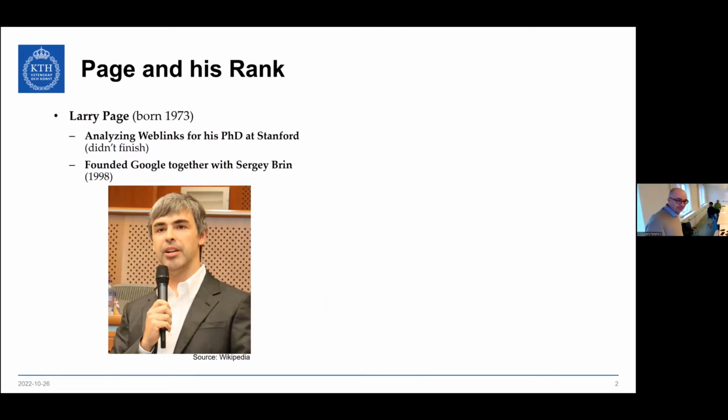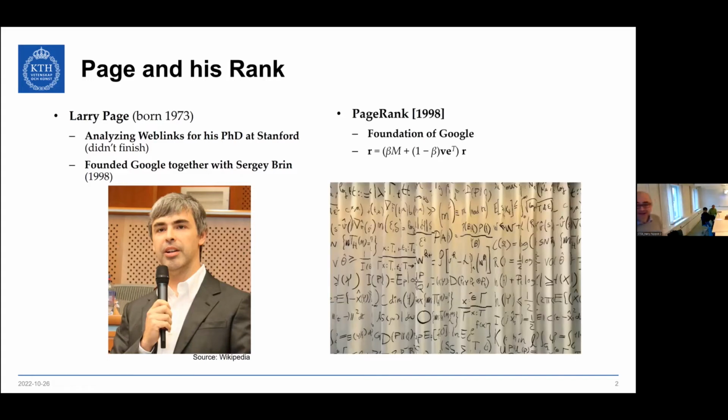So this Mr. here, he started his PhD at Stanford on analyzing web links. In the process, he figured out how to rank things well. He didn't finish his PhD because he had some trouble starting his business, and his business was called Google. And the rest is history. So, to some extent, PageRank is basically the start of this multi-billion-dollar business and the foundation of Google. And we'll talk about it today.